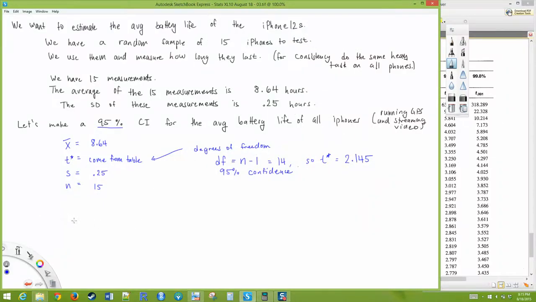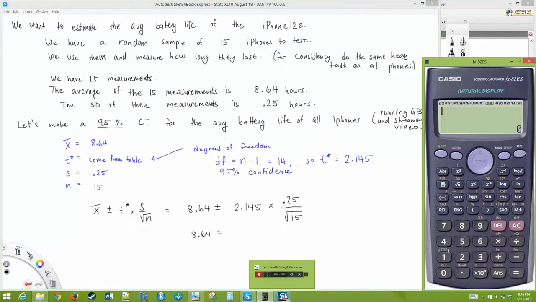All right, so now we're just going to plug our values into our formula, x bar plus or minus t star times s over the square root of n. So I get 8.64 plus or minus 2.145 times 0.25 divided by the square root of 15. Okay, so I do the math here. I do 2.145 times 0.25 divided by the square root of 15, close off the parentheses, and I get 0.138.